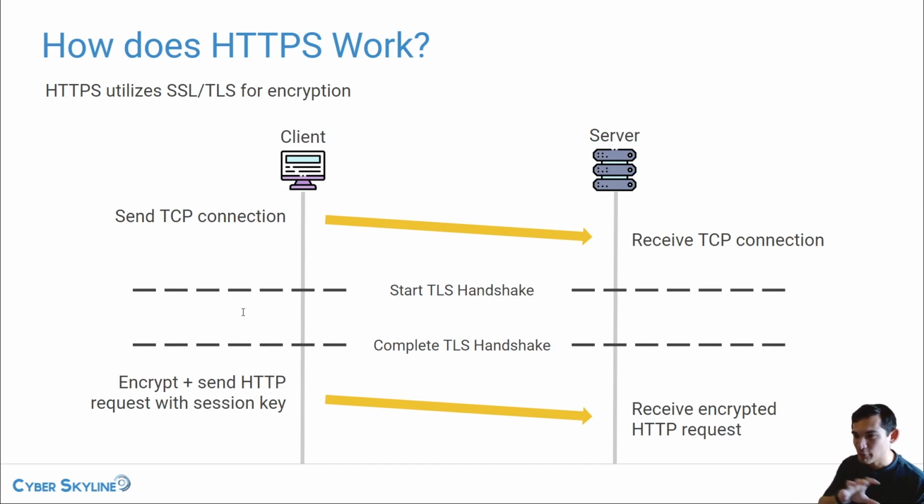I have a quick diagram here for how this process works. What you can see is that when the client attempts to connect to the server, the first thing it will do is send a TCP connection. It will initiate that, and the server will receive it, and they will go through the normal TCP handshake process. If you're not familiar with that, we've done a previous video covering the TCP handshake process, but that is a separate protocol that HTTPS is built on top of. So it'll first establish the TCP connection, and after that, there will be the TLS handshake.